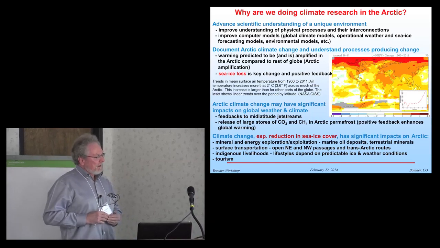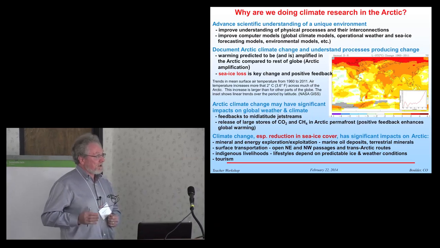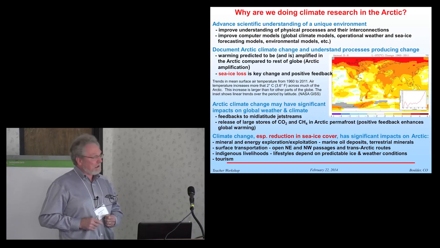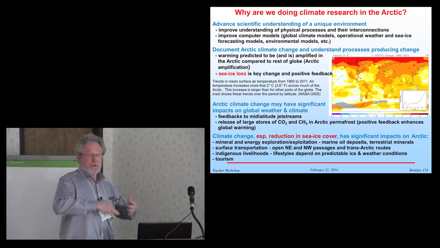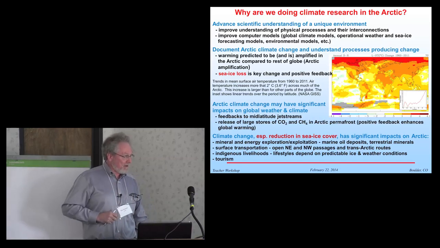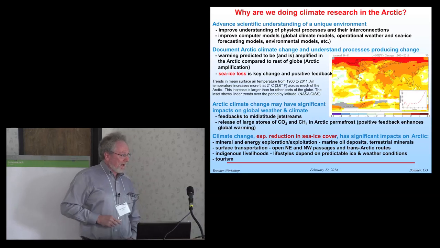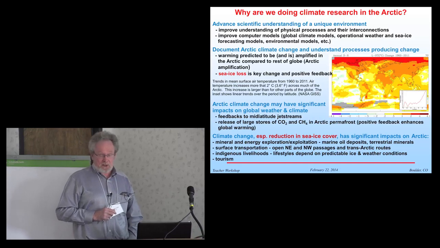There's also been hypotheses put forward based on some observations, but a lot of work still needs to be done. But these hypotheses suggest that the Arctic climate change may have significant impacts on global weather and climate. So feedbacks to the mid-latitude jet streams and release of large stores of carbon dioxide and methane in particular, but greenhouse gases in the Arctic permafrost. That would provide a positive feedback to the whole global climate warming due to the greenhouse gases. So that's potentially a very important impact on the globe that the Arctic changes can have.